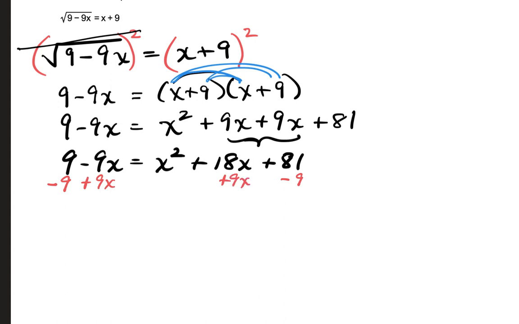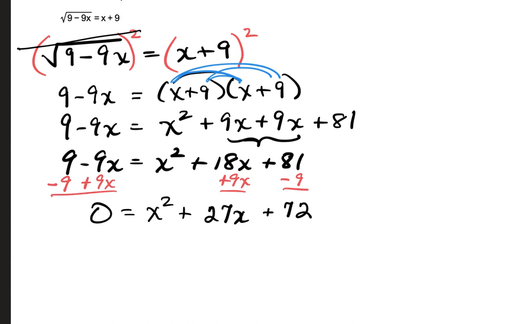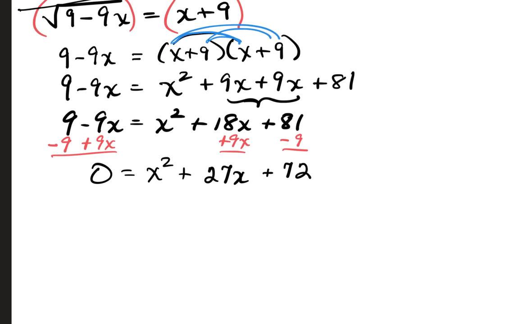And I'm going to add 9x. You okay with that? That leaves us a 0 on the left, which is what we want. Okay, 18 plus 9 is 27x. And 81 minus 9 is, what's that, 72? I'm just doing this in my head. So we're left with a quadratic that we should be able to factor.